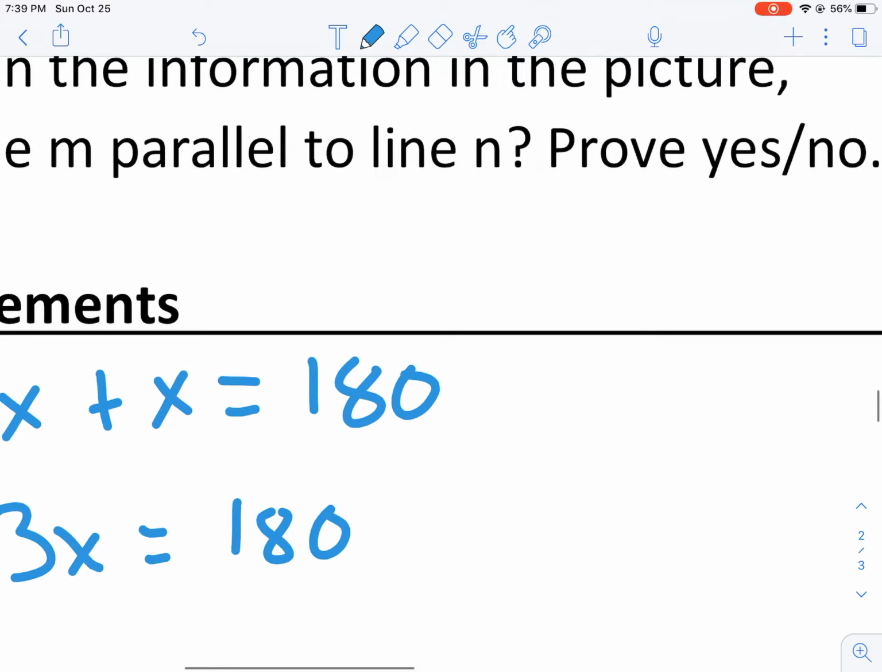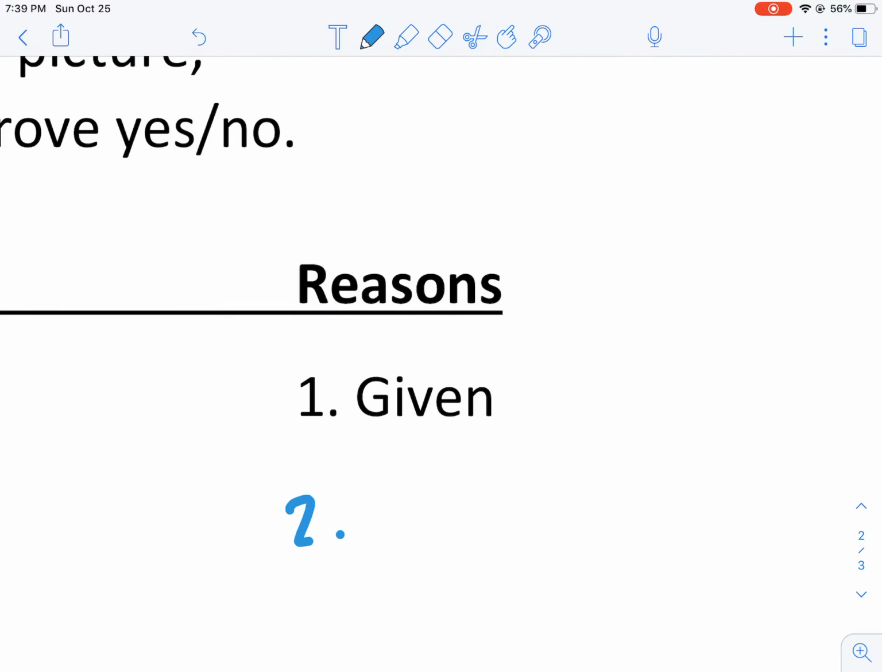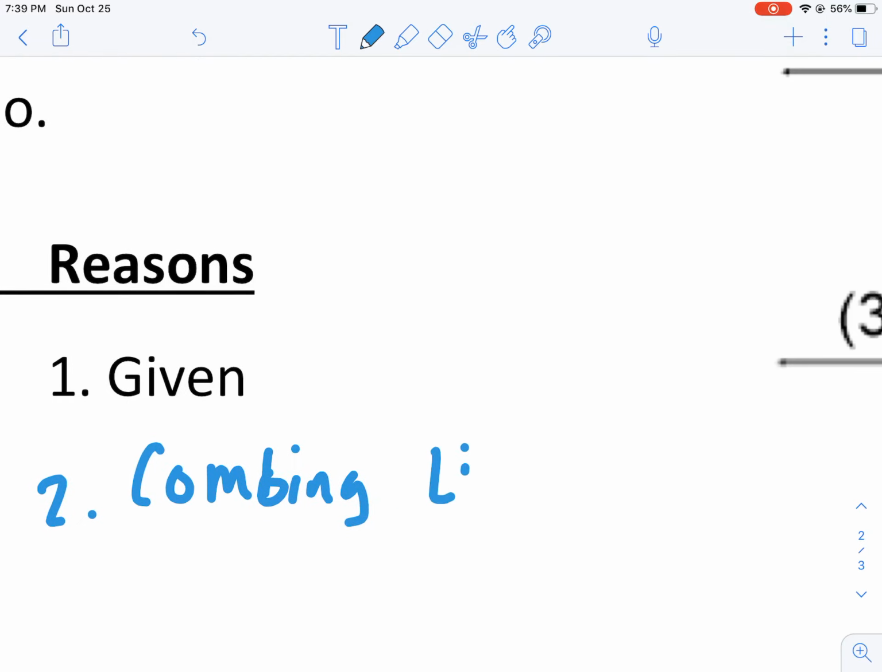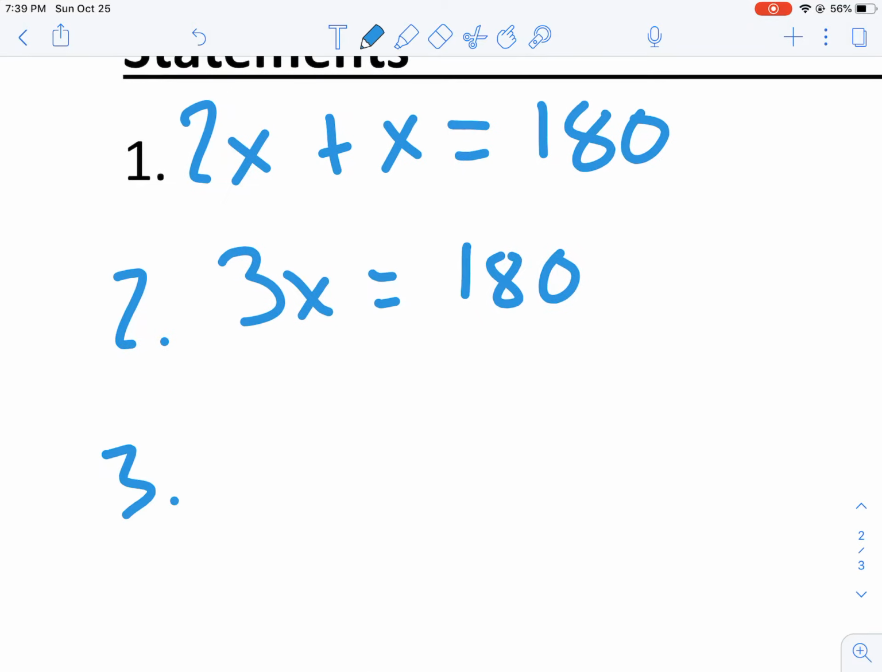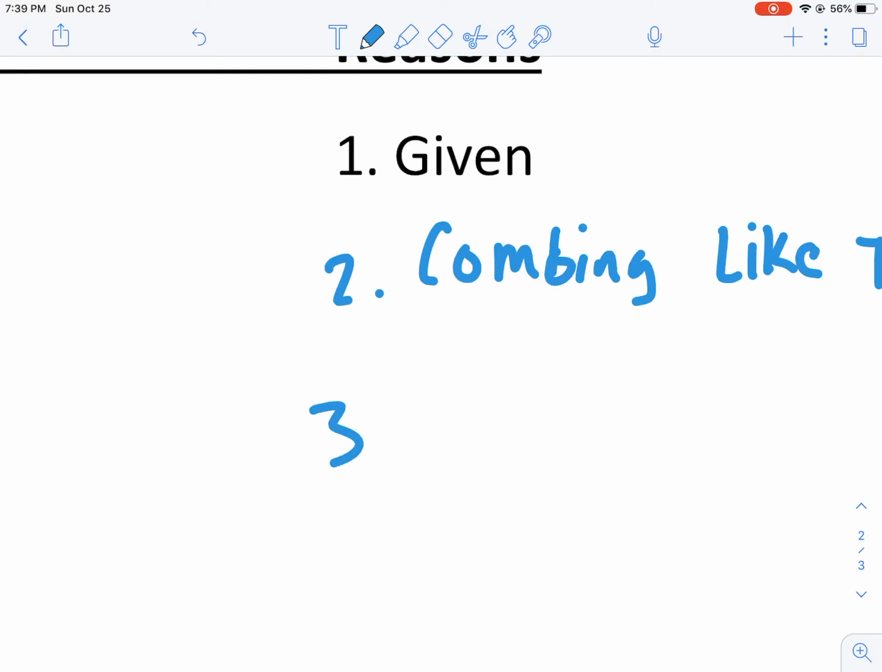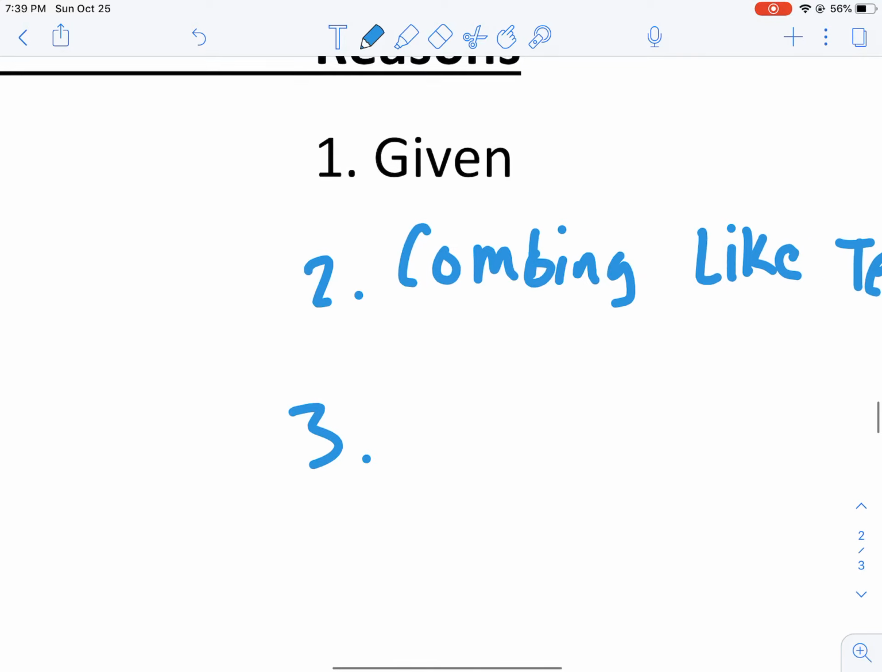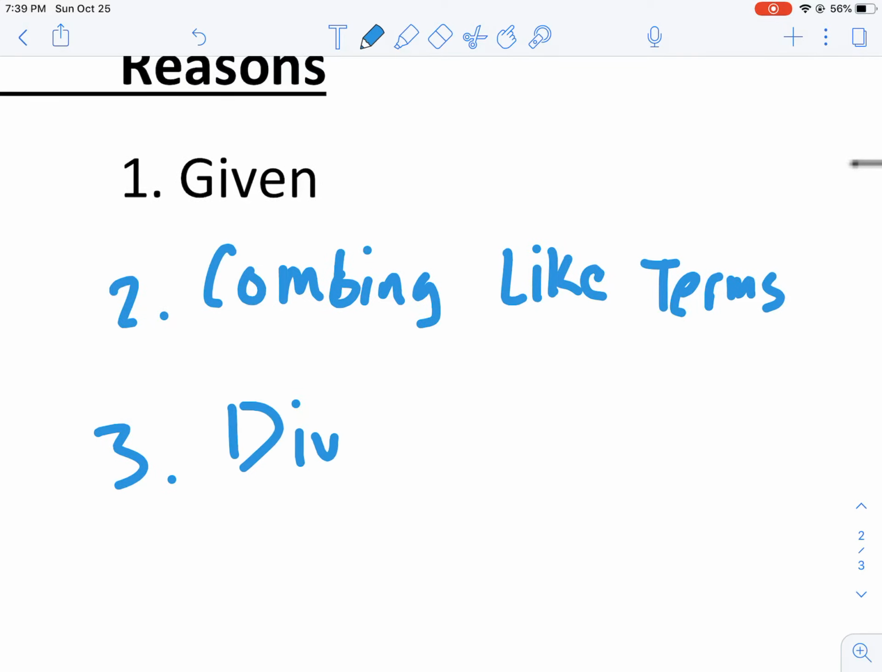So here we're using our solving steps. That's combining like terms. Then we got to divide on both sides. So that means x equals 60. All right. Since we divided on both sides, that's our division property.